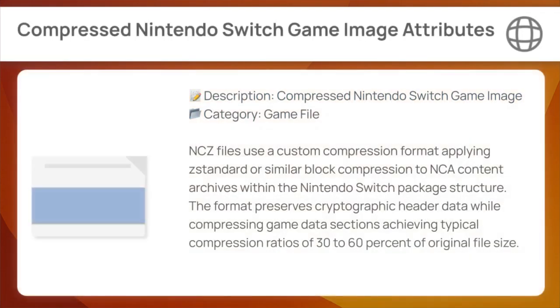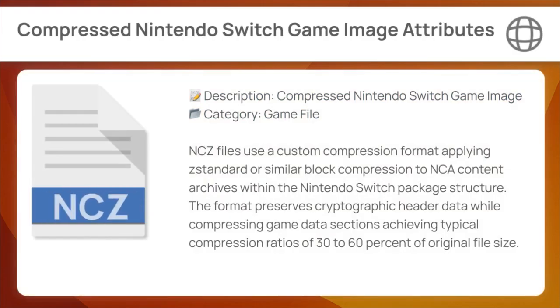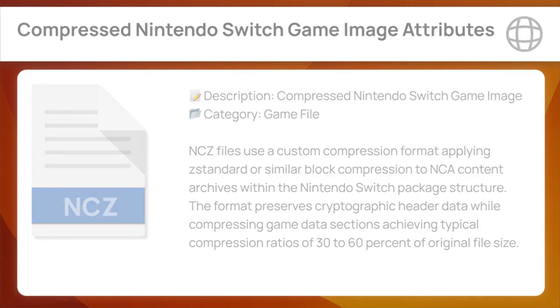NCZ files use a custom compression format applying zstandard or similar block compression to NCA content archives within the Nintendo Switch package structure. The format preserves cryptographic header data while compressing game data sections, achieving typical compression ratios of 30 to 60% of original file size.